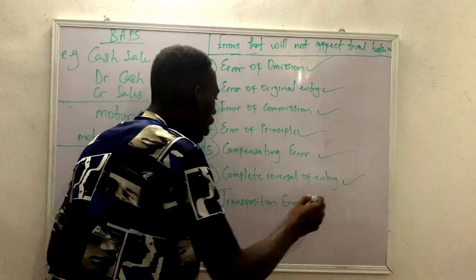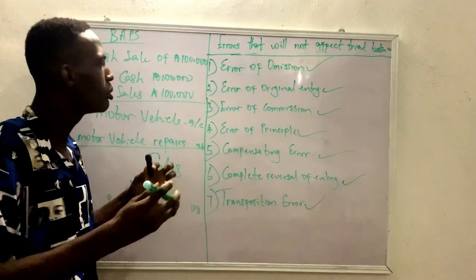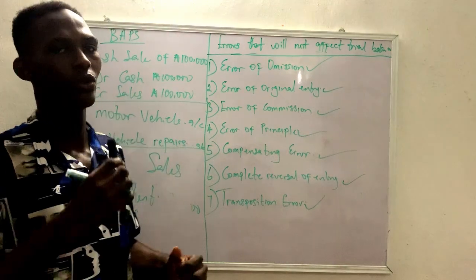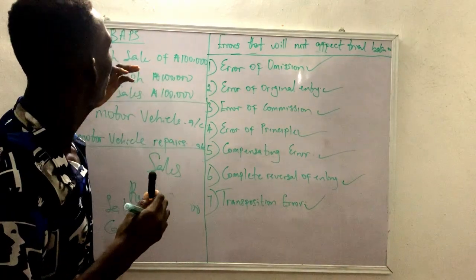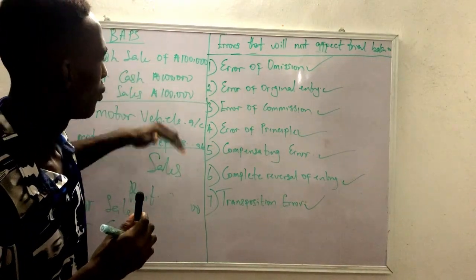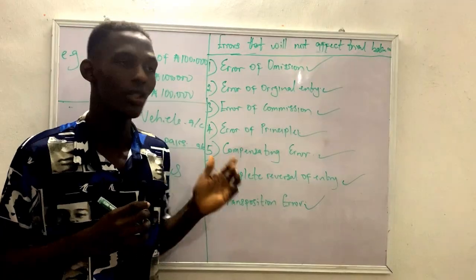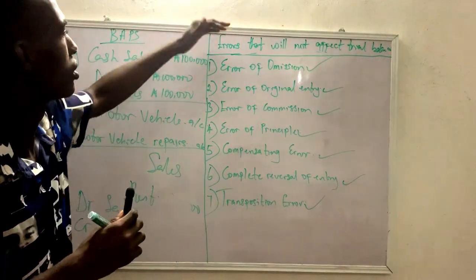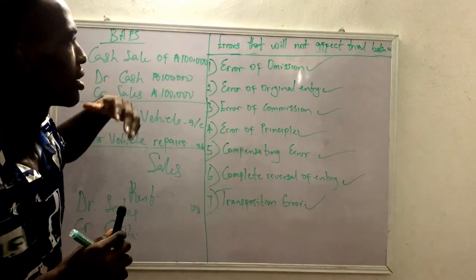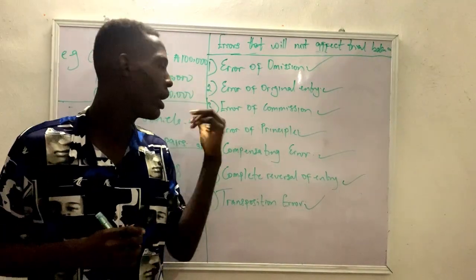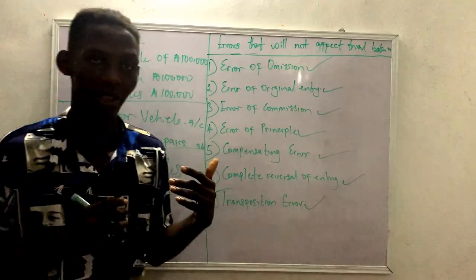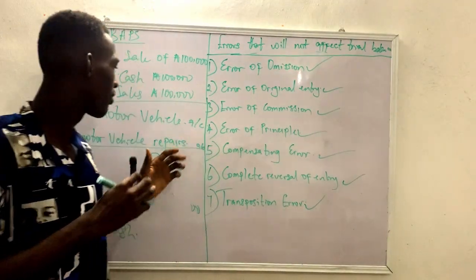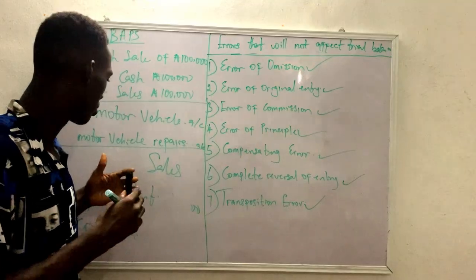You understand? So I'll be stopping here. I want you to understand this topic very well. I've done it before, but I needed to do it again for you to have a proper understanding of it. So this is where we will be stopping for this class, and I will solve a question on errors that will not affect trial balance before I move to the second category, that is errors that will affect trial balance. I'm sure you would have gained one or two things from my class today.